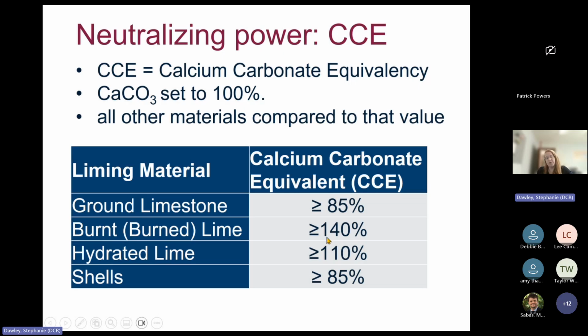So it's a greater percentage than your calcium carbonate. And so a lot of times when we make recommendations for lime, you're going to be making it based off of this calcium carbonate. So if we say we need 1 ton of this to increase it, you would need less than a ton if you're working with burnt limestone, potentially more if you're working with ground limestone. Hydrated lime, about the same, maybe a little bit more, and shells are 85%, which would be less, meaning you need more material to bring that pH up.